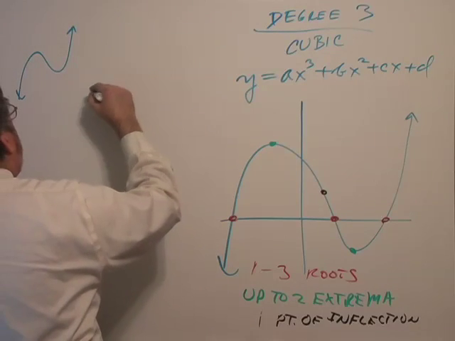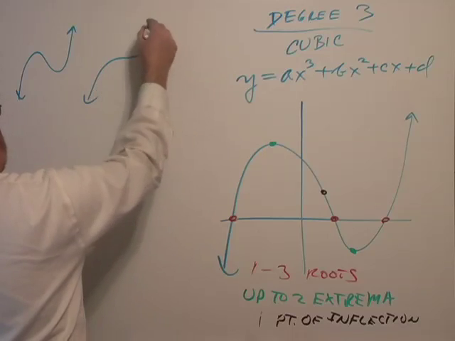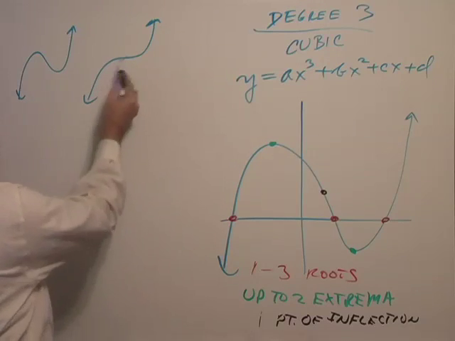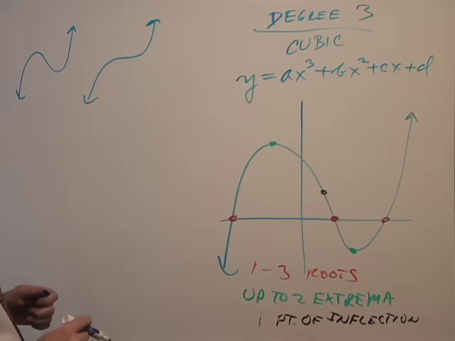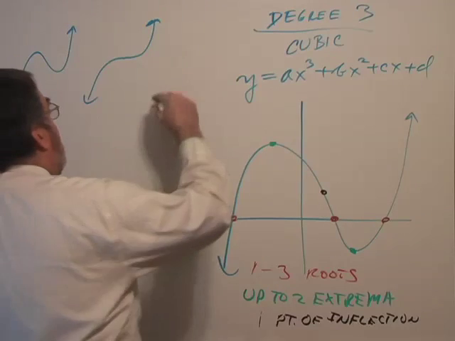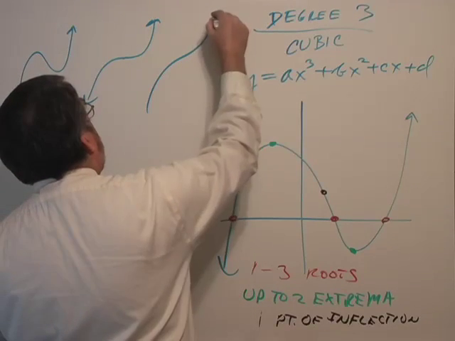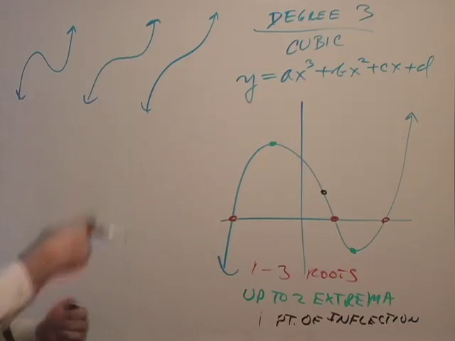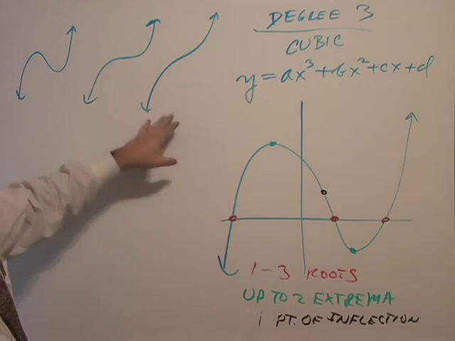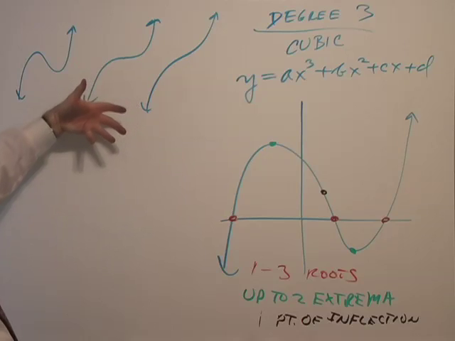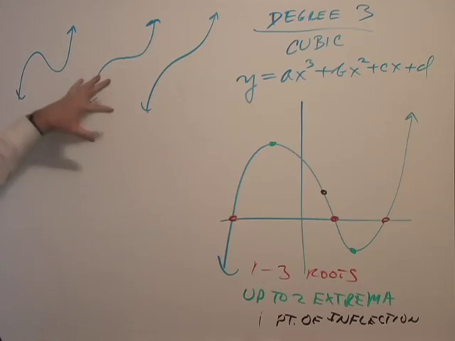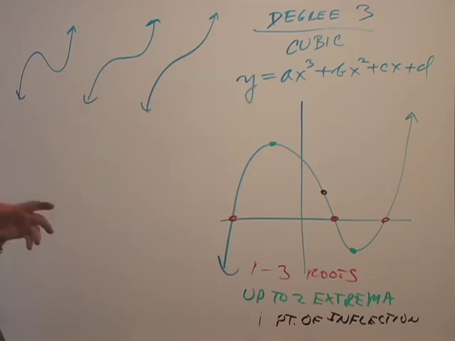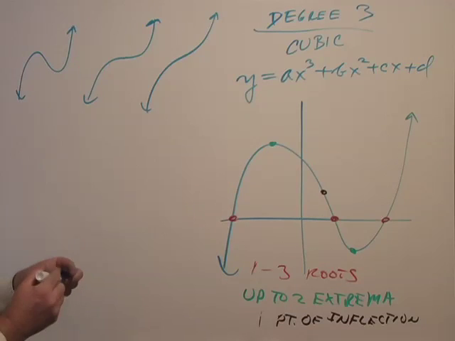Then there's one that's kind of special, where it levels off here. It actually goes horizontal at that point of inflection, and then goes back up. And then it can be elongated like this, stretched out. So here are the 3 types, and if I flip them over, I now have 6 types. So there are actually 6 possible cubic polynomial shapes out there.